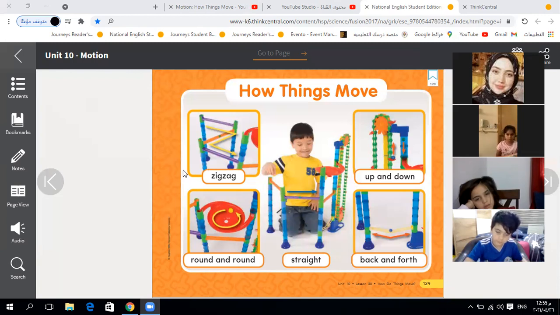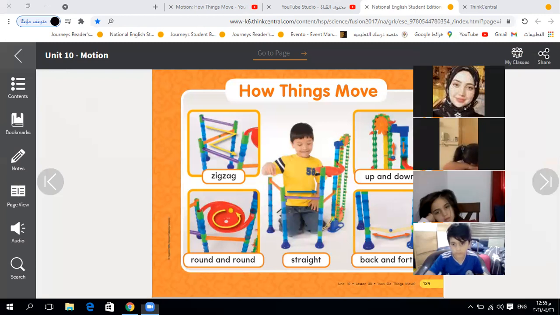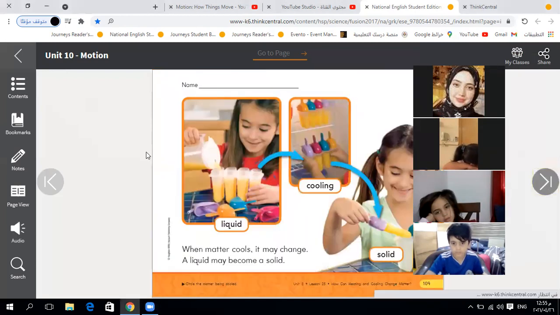One more time, let's repeat them all. Things can move in a zigzag motion, round and round, straight, up and down, and back and forth. Please open your next page. I will give you an example. Okay, just one second.